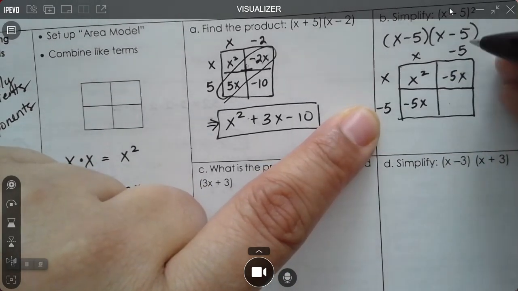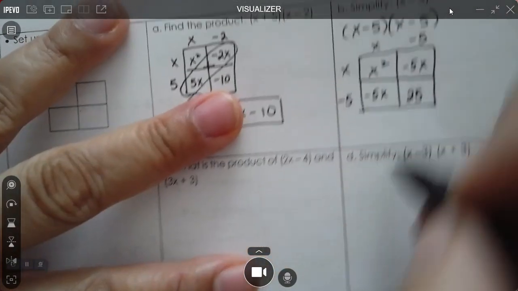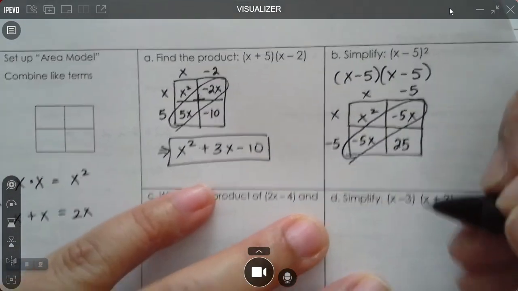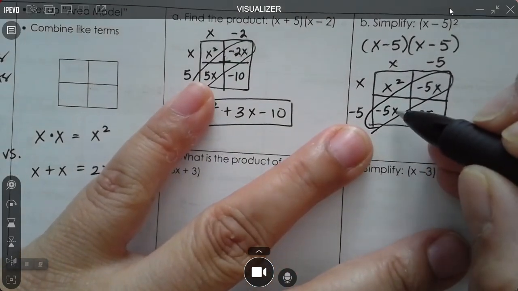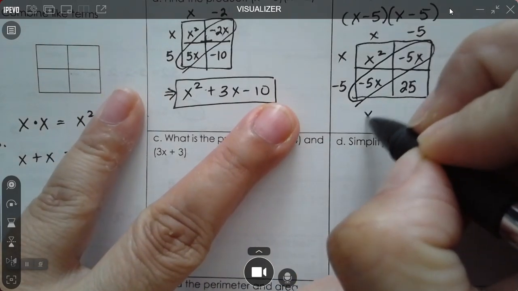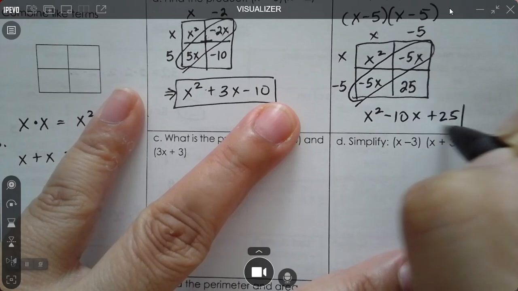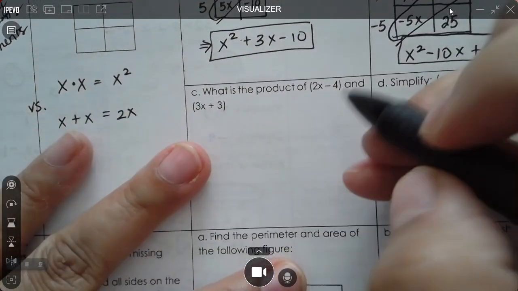Negative 5 times negative 5. They're both negative, so the product is going to be positive. And once again, this is not the time to be brave with our math facts. Negative 5 plus negative 5 is not 0. Exactly. Product means to multiply.